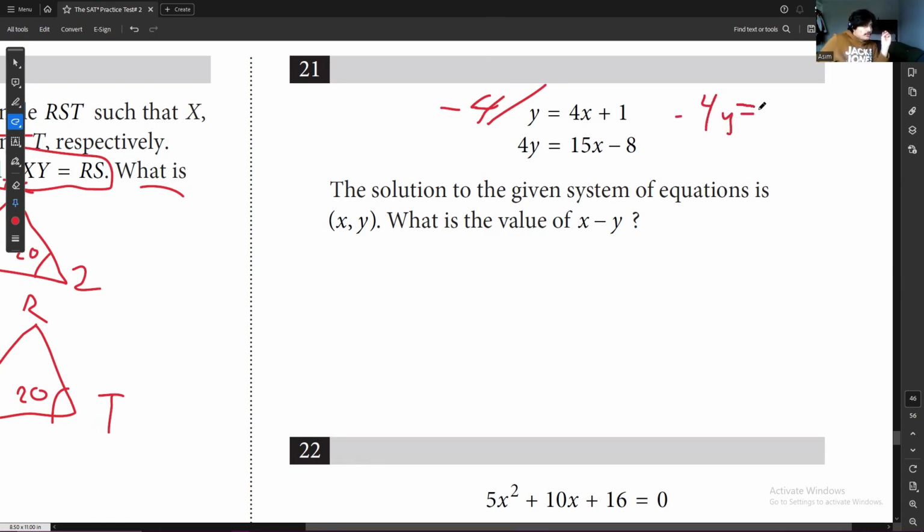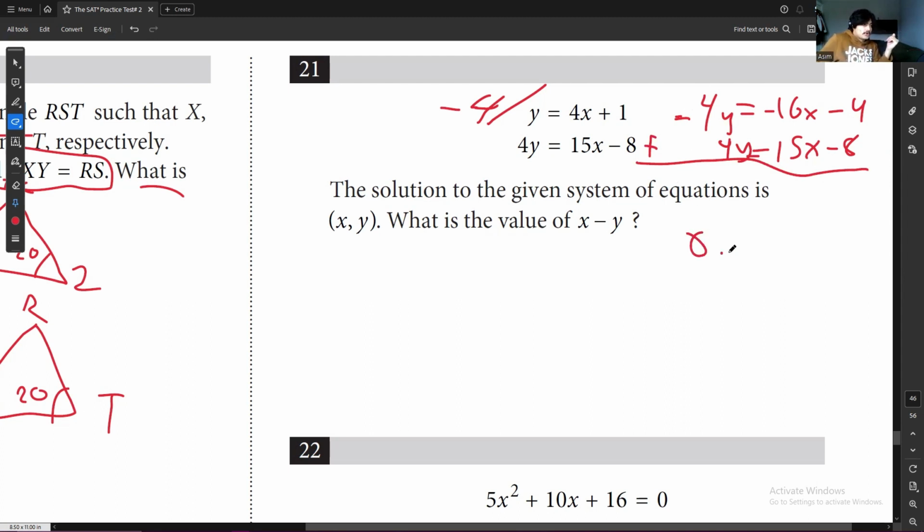-4y equals -16x minus 4. And over here, I got 4y equals 15x minus 8. So now you see that I have -4y and +4y. Now I just want to add these to each other, so I can manipulate the system and get my x value from this.